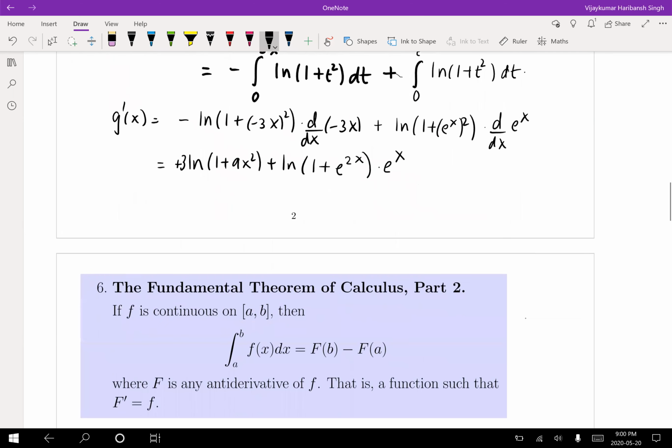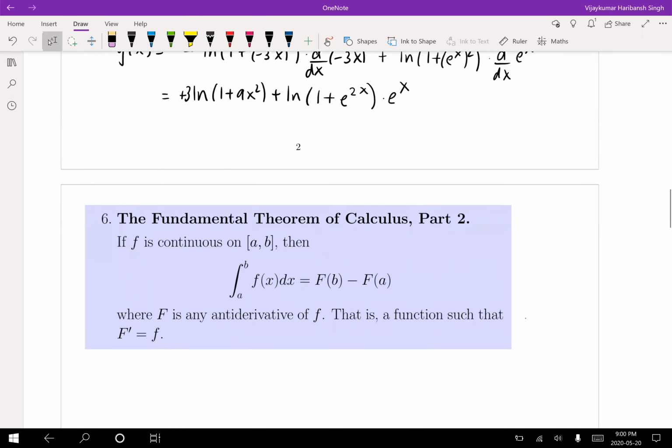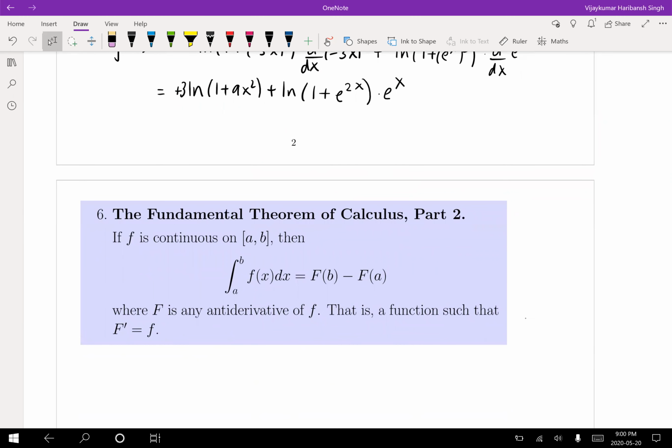All right, so now the next result helps you compute the integral using the antiderivative. Until now, we have computed this using the Riemann sum or the limit of Riemann sums, but now this will help us compute using the antiderivative. So what does it tell us? It tells us if we have an integral from a to b of f(x) dx, then this is the same as F(b) minus F(a), where F is any antiderivative of f.